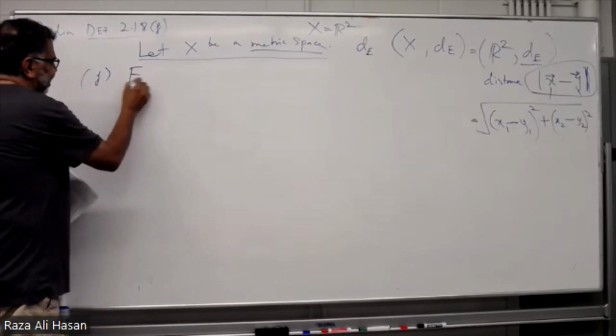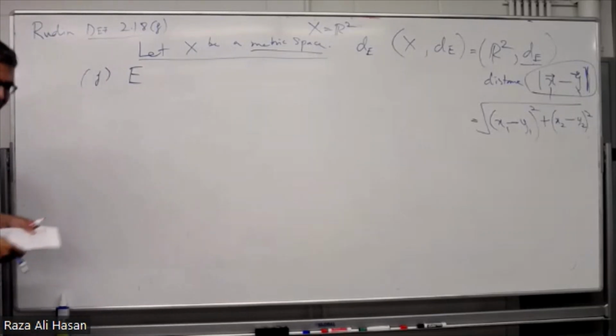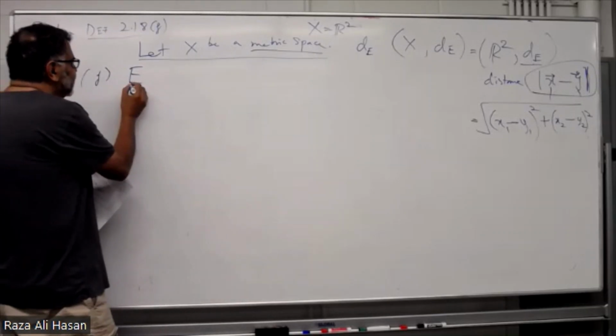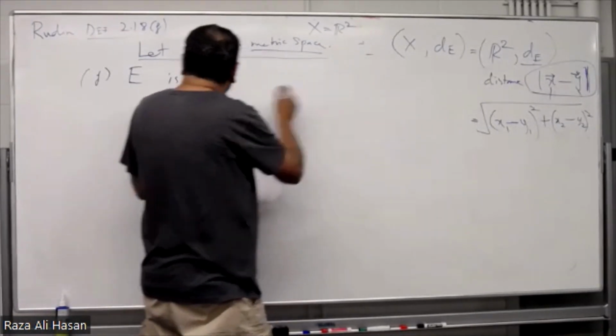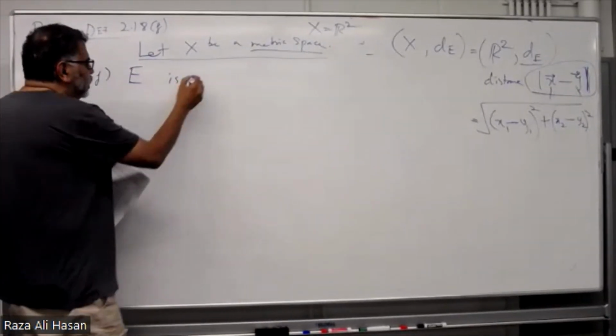Let's just go back to E. So the set E is open. So E is a set here. It also says, E is our set. E is open.